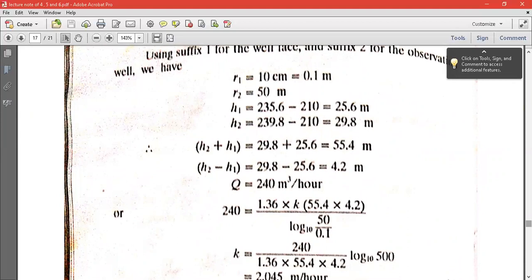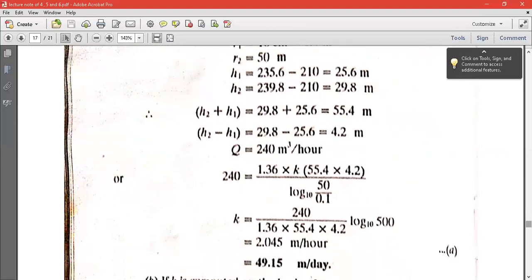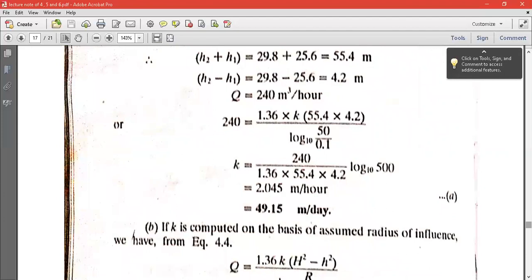Q is 240 meter cube per hour, that is given in the question. And in the expression, the unknown is K. So putting the values of H2 plus H1 and H2 minus H1, that means H2 square minus H1 square, 1.36, small r, Q, all these values, the unknown value of K can be found out as 49.15 meter per day.